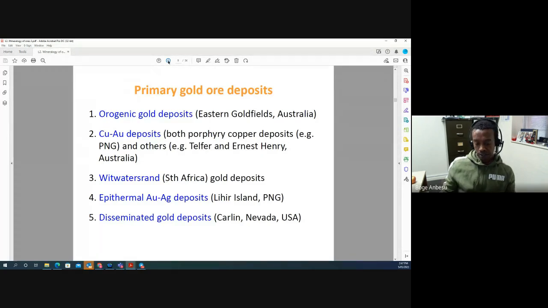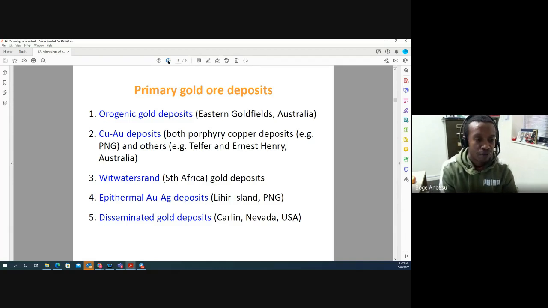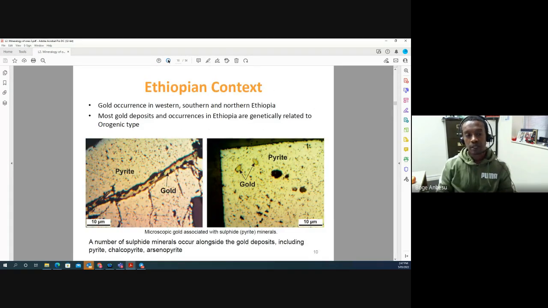So something like this, a disseminated gold deposit with carbon in it, we sometimes call double refractory, because one, the gold is fine grained, so it's refractory, and two, it contains carbon, and carbon is also very challenging to deal with during processing. So these things can already be worked out through detailed mineralogical investigation.